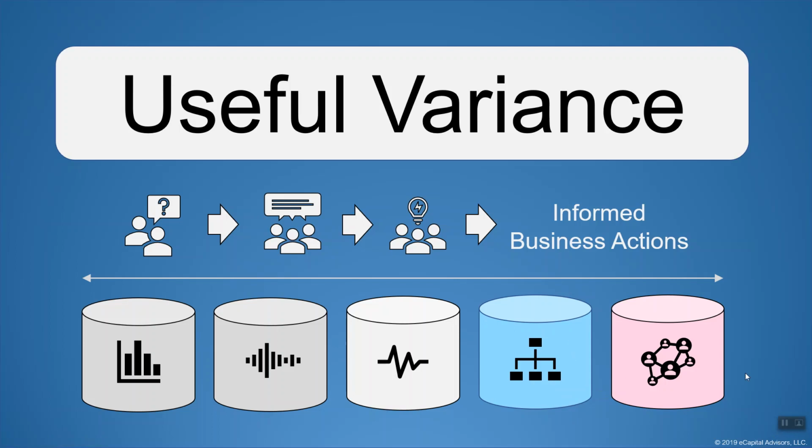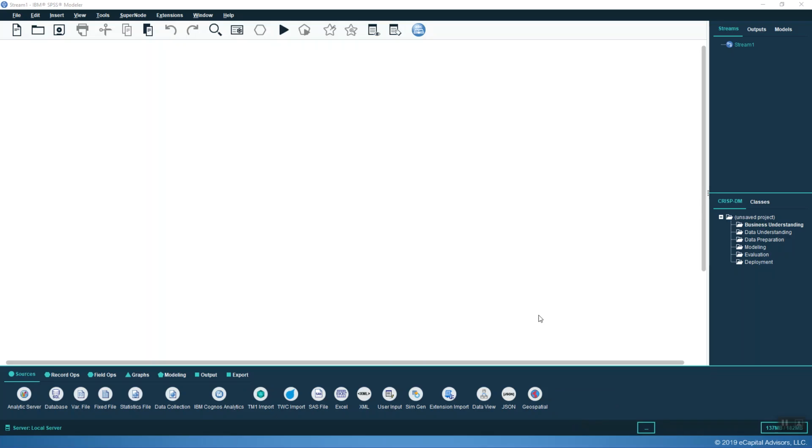Okay, let's switch over to Modeler. When you open up Modeler, this is what you see. What we have here is what I call a workbench. It could be a palette, whatever it is, but this is where we build our streams and flows.